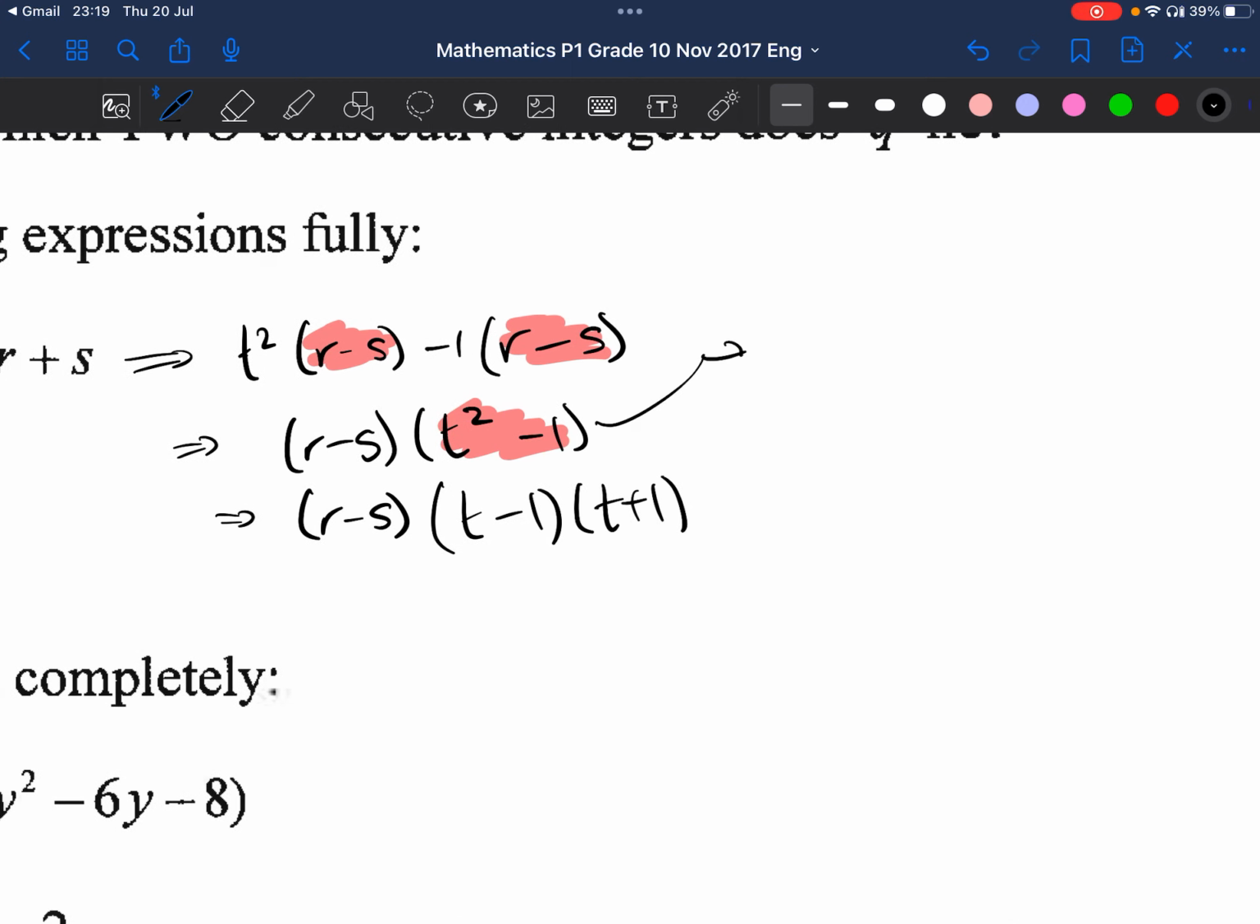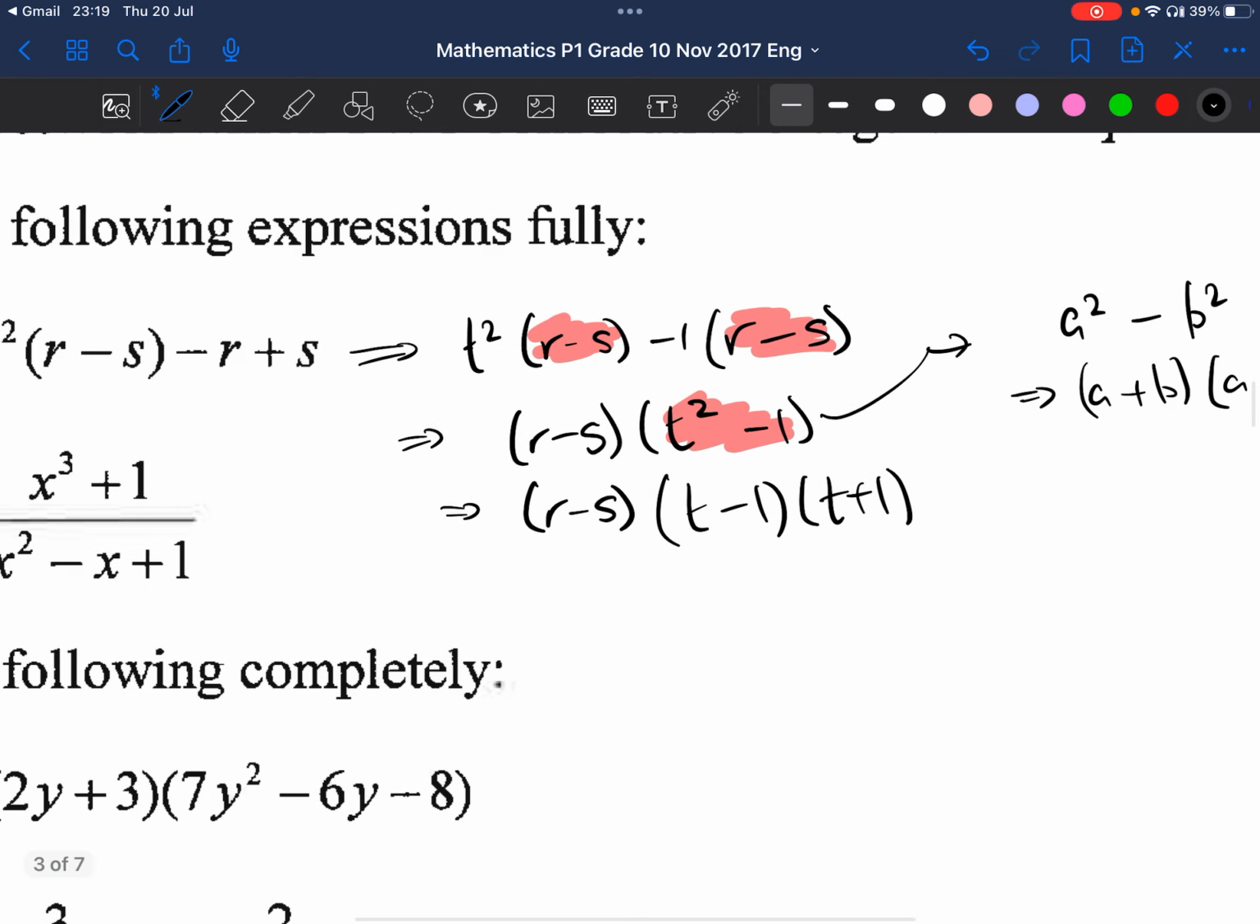Okay, because remember, for difference of two squares, let's say I have, for example, a squared minus b squared. That would become a plus b, a minus b. So you can see there we did the same thing with t minus 1. Okay, and then that's the final answer here. Okay, cool.